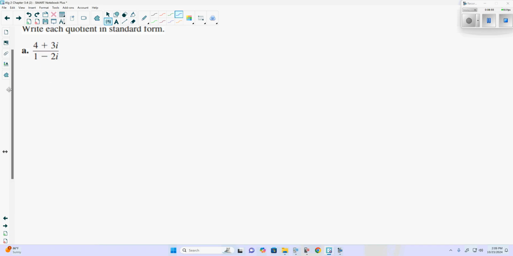We want to write each quotient in standard form. So for us to have this in standard form, one of the things is we do not need and we cannot have i in the bottom of the fraction. Now, I need to go back and fix these and make these slides a little bit bigger. Y'all don't have to rewrite this. Y'all can just do times and next to it. I'm going to rewrite it so that we can see it a little better.